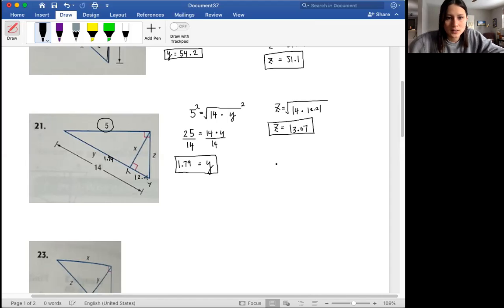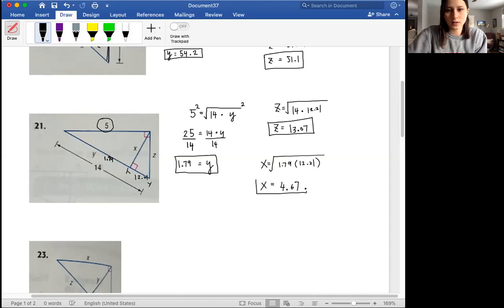Now I need to find x. Well, the nice thing is I have the two parts already. So x would just be the geometric mean of the two parts of the hypotenuse. 1.79 times 12.21, multiply and square root. And x is about 4.67. And that's your answer.